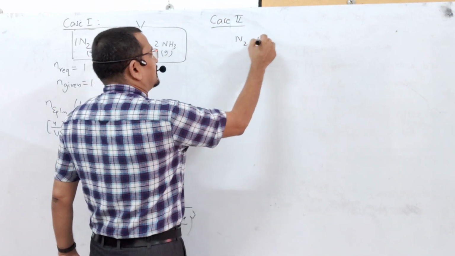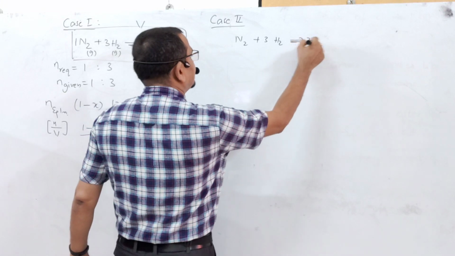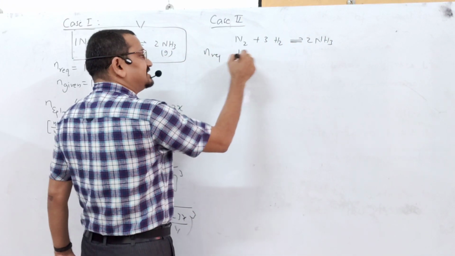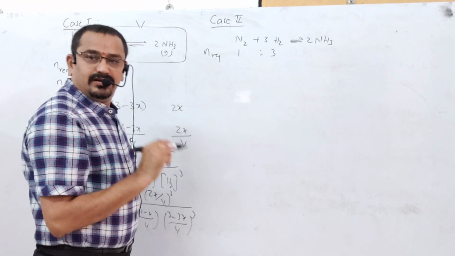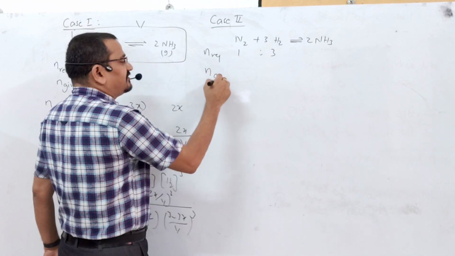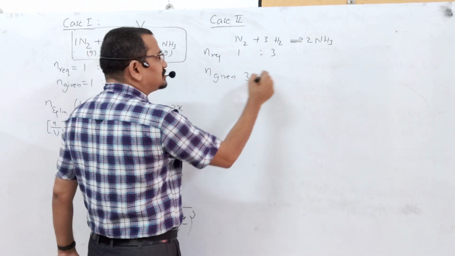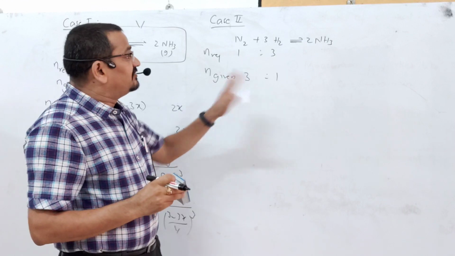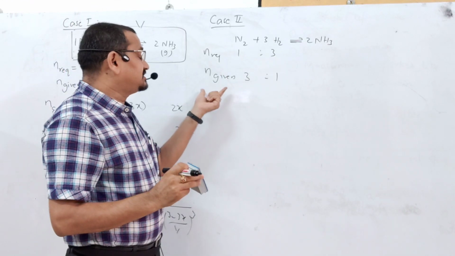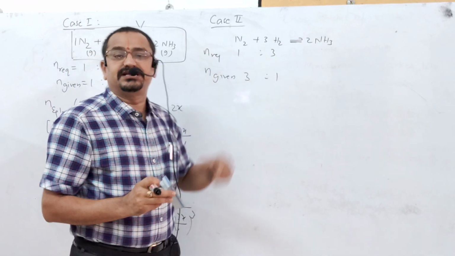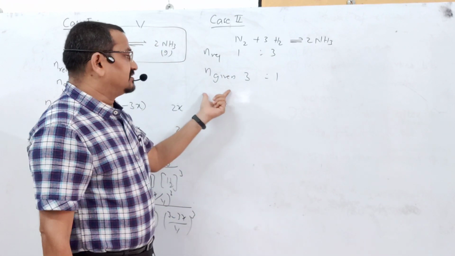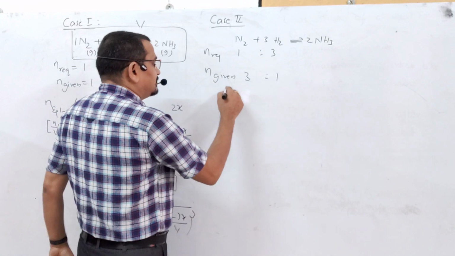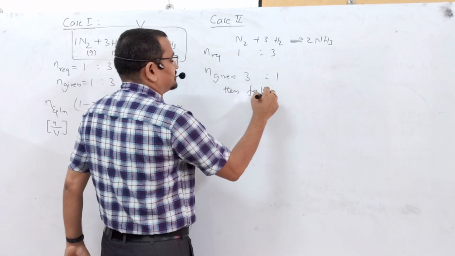For the same reaction N2 plus 3H2, which is at equilibrium with 2NH3, number of moles required is again the same, 1:3 only. And in the question, number of moles given for us to solve is 3:1, suppose. If the number of moles given is 3:1, it means number of moles given is different from number of moles required. Then we have to follow limiting reagent.